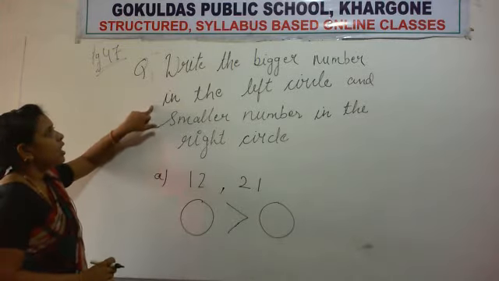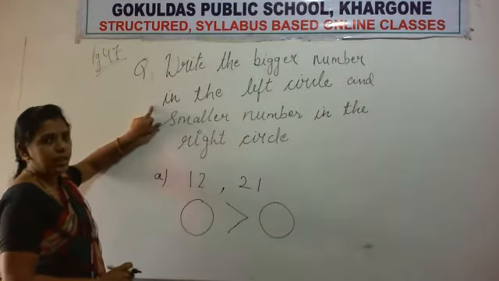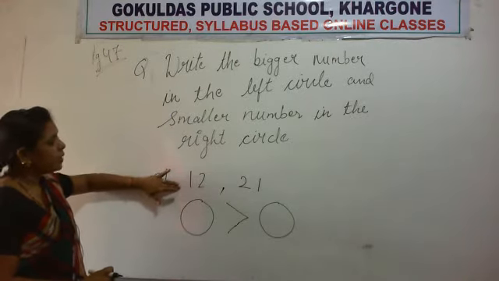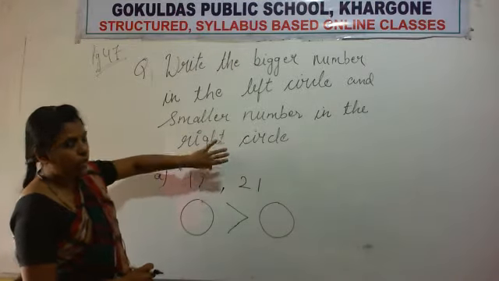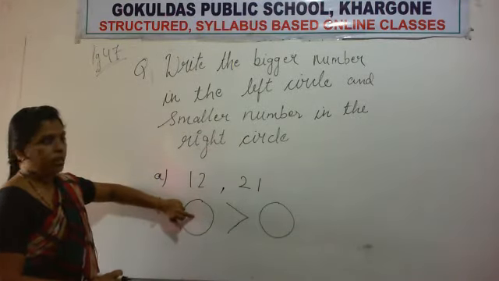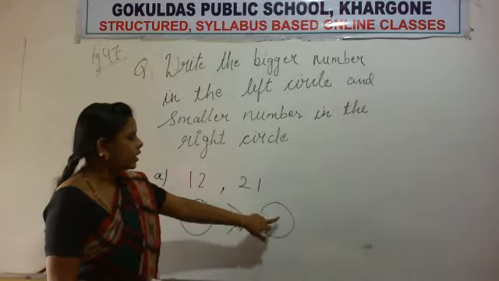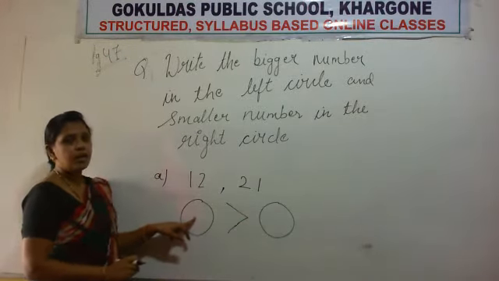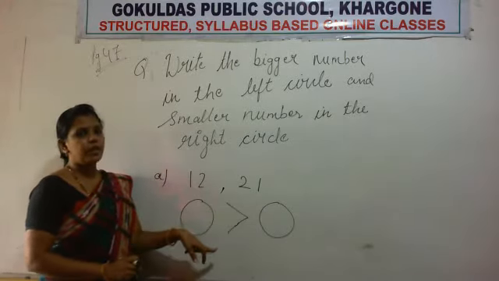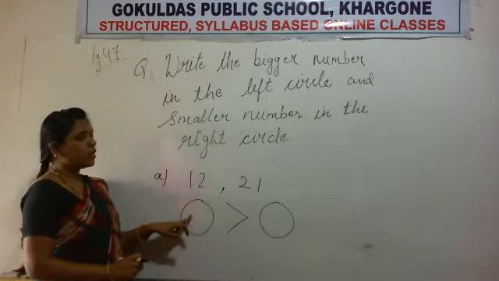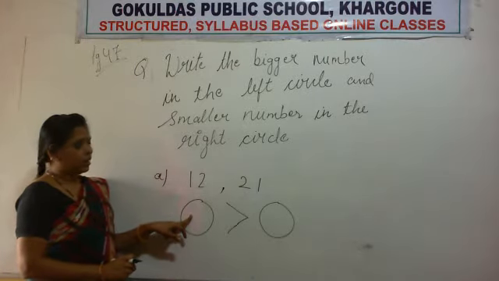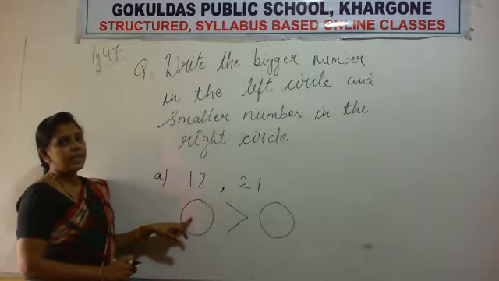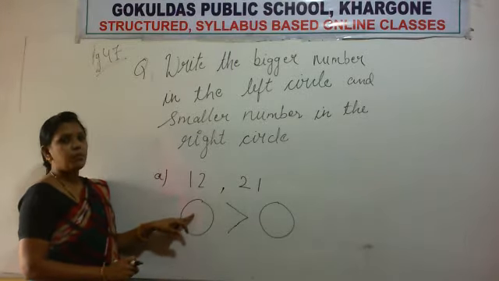Write the bigger number in the left circle. That means you have to compare the two numbers. The number that is bigger among the two numbers you have to write in the left circle here, and a smaller number you have to write here in the right circle. Why will we write a bigger number here? Because the symbol of greater than is facing towards the left side. That's why we are writing the bigger number in this circle.